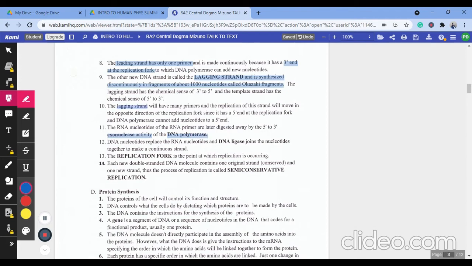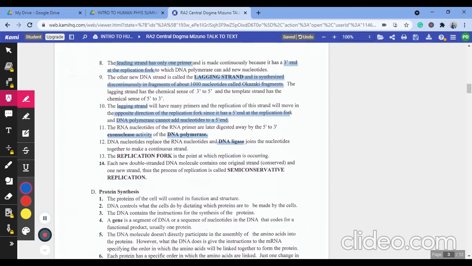So the lagging strand will have many primers, and the replication of the strand will move in the opposite direction since it has a 5'. The DNA polymerase cannot add nucleotides. So DNA nucleotides replace the RNA nucleotides, and DNA ligase joins the nucleotides together to make the continuous strand.